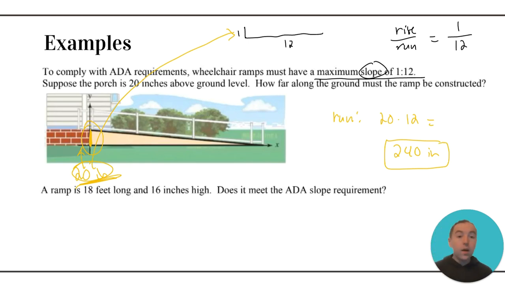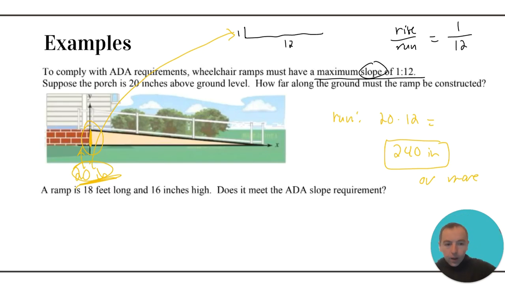And so we would at least need to make it be constructed out to 240 inches or more, because if you go out farther into the grass, it'll just make it shallower. And that's okay. We're trying to avoid it being too steep, right?